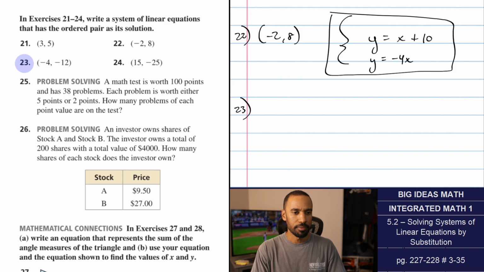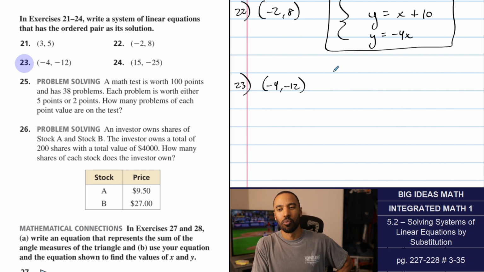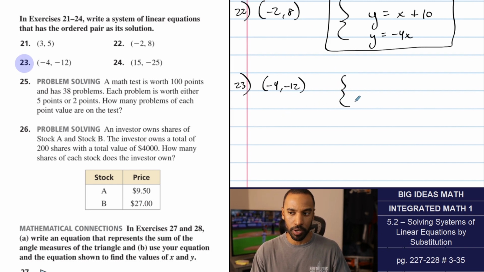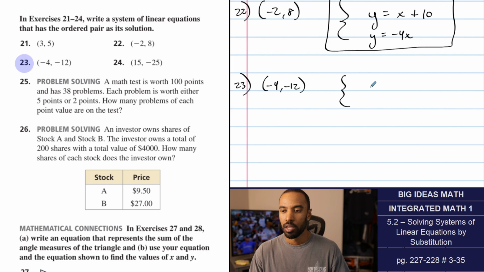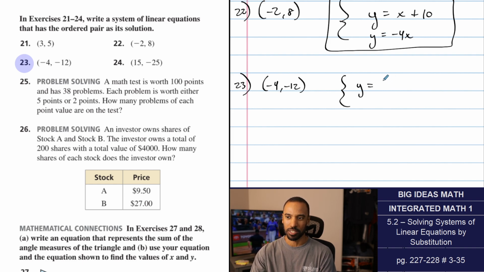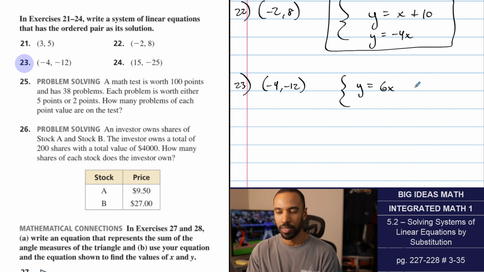So number 23. I guess here we're kind of just using the idea of plugging these numbers in to make them work. They have to work for both equations. Right? So let's do y equals for one of them, slope-intercept form. Let's do like 3x. Oh no, because that is that. Let's do something different. Let's do like 6x. Y equals 6x. So 6 times -4 is -24, and we have to add 12 to get -12. So there's one of them.